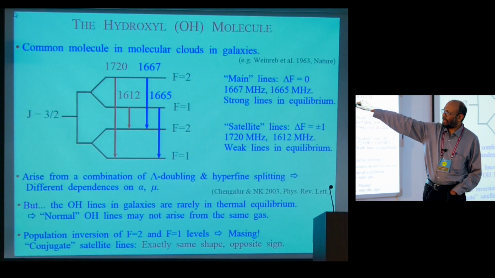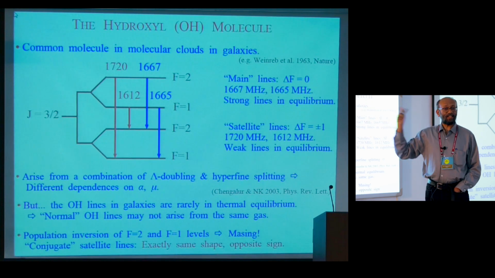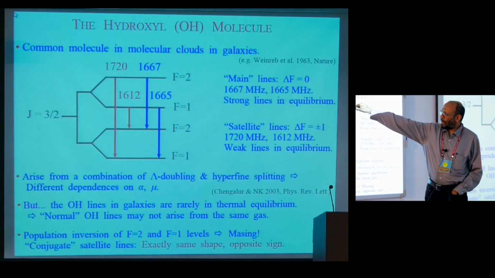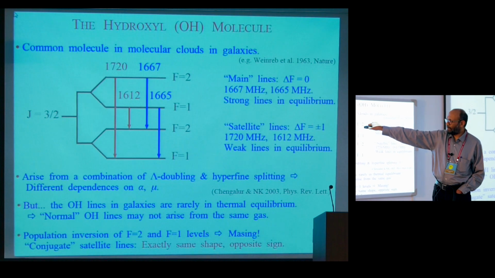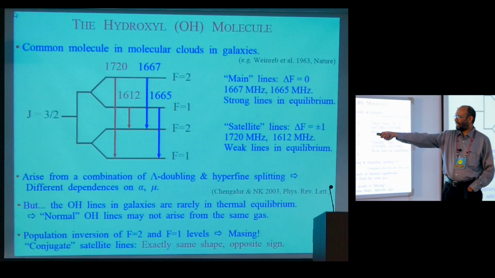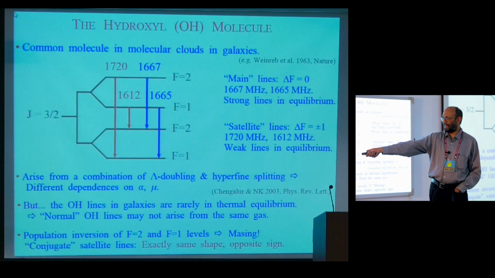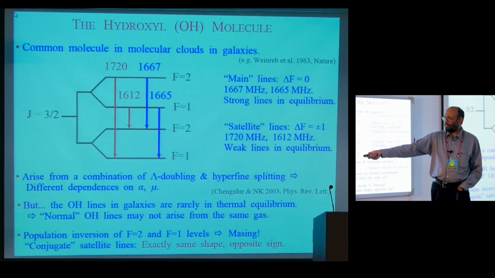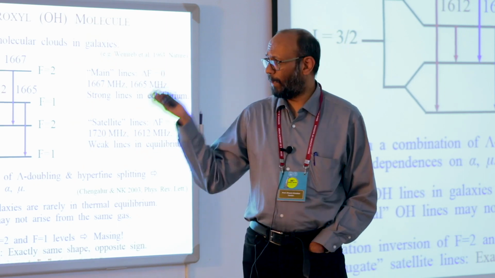These are called the main lines, and these connect levels with equal values of the total angular momentum quantum number. And these are called the satellite lines, and they connect levels with plus or minus 1 change in the total angular momentum quantum number. That turns out to be foundational for this work. In equilibrium, the 1667 megahertz line is a factor of 9 stronger than both of these. And so the nice thing, about 15 years ago, we realized that these lines arise from a combination of these two mechanisms, lambda doubling and hyperfine splitting, and that you can show fairly easily gives them different dependencies on alpha and mu. And that was nice, and so we wrote a paper on this.